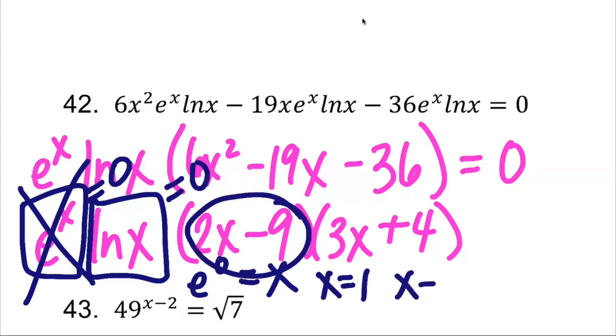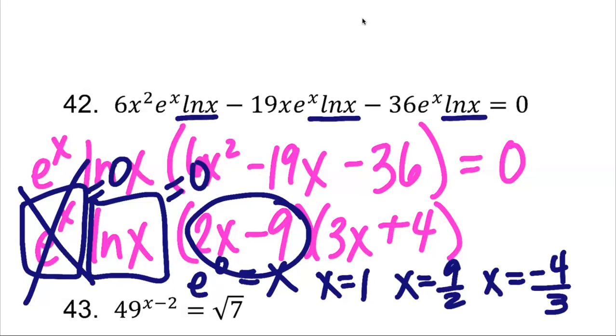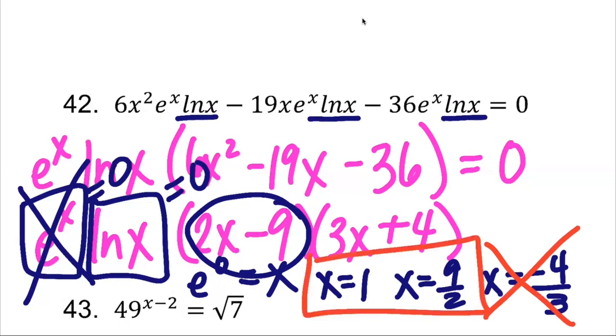The next one would be x equals 9 over 2, and x equals negative 4 over 3. And then since this is a logarithmic function, I would need to plug back into the natural logs, which would mean that this negative 4/3 would not work because it would end up being a negative inside a log. So my 2 answers would be 1 and 9 over 2.